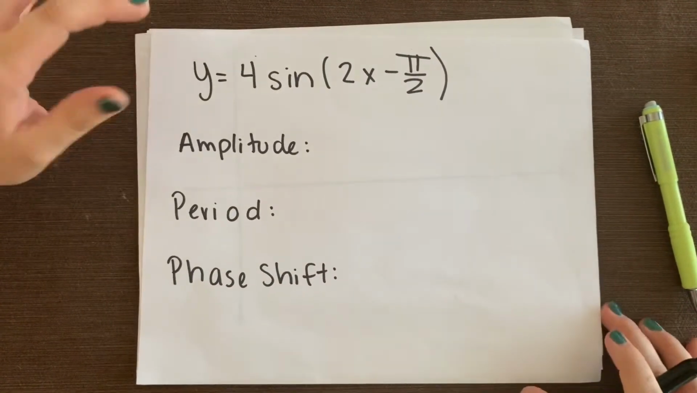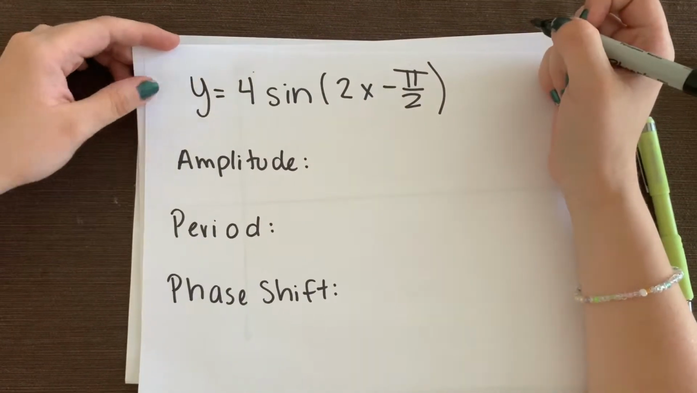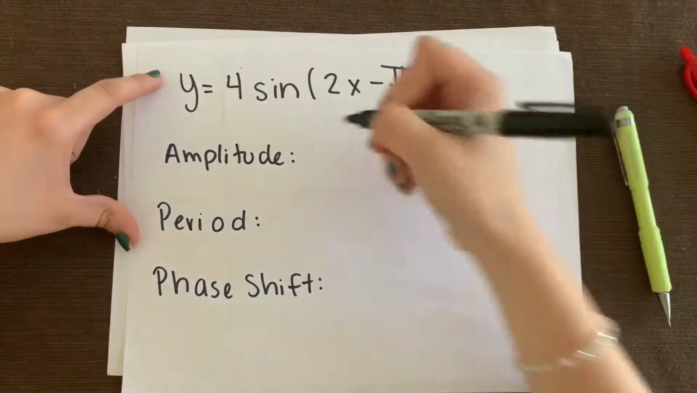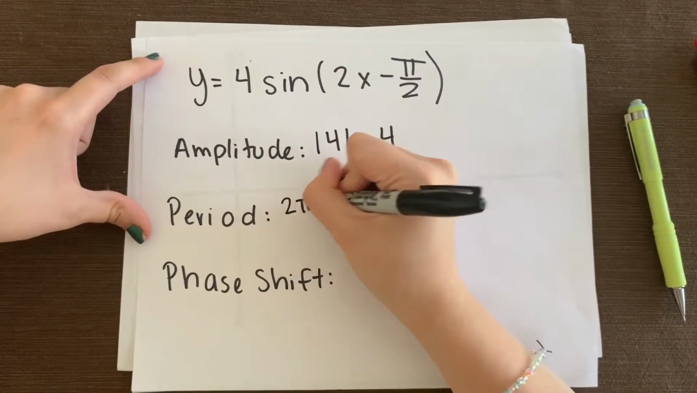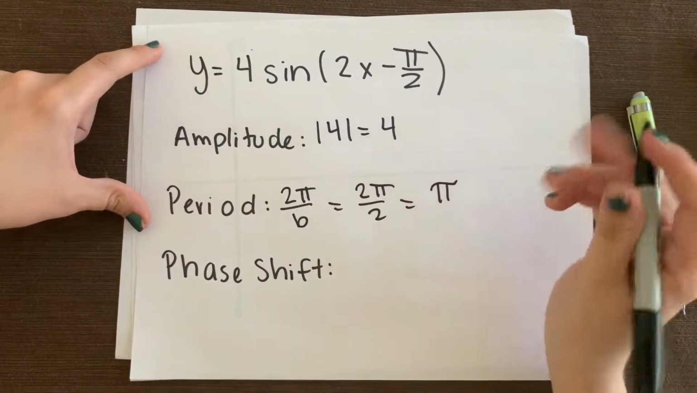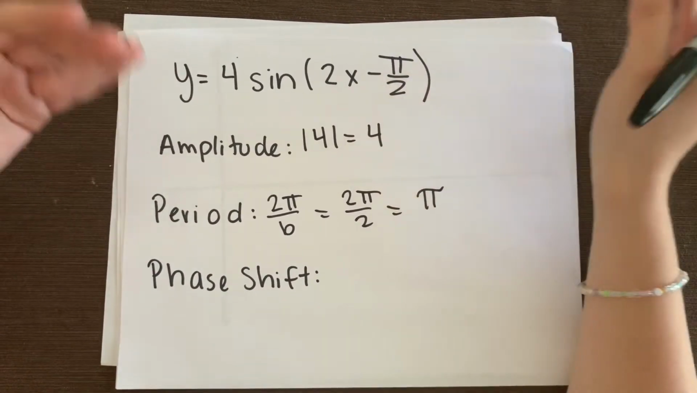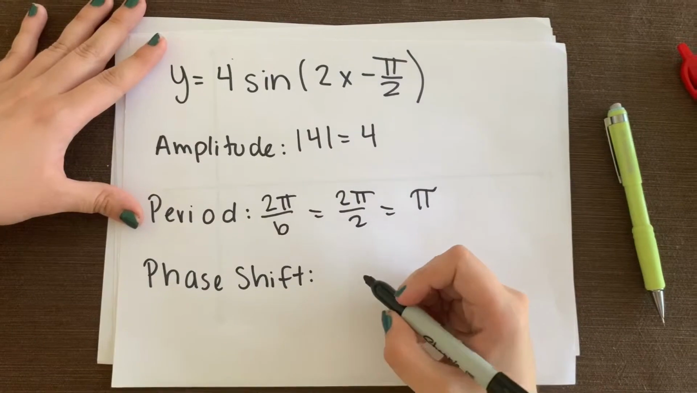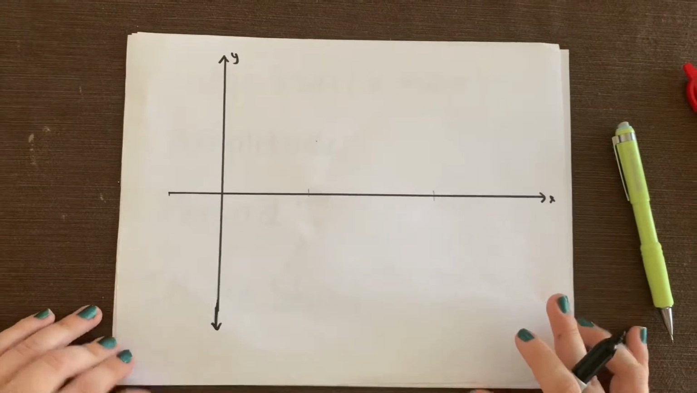Okay, so now we're going to do a little bit of a harder function, which is 4 sine 2x minus pi over 2. So the amplitude is going to be the absolute value of 4, which is just equal to 4. The period would be 2 pi over b. So then this means it would be 2 pi over 2, which would just give us pi. The phase shift would be pi over 2. However, when you have a minus, it means you're going to be shifting to the right. And when you have a plus, it'll be shifting to the left. So in this case, we are just going to write pi over 2, meaning that we will shift to the right.